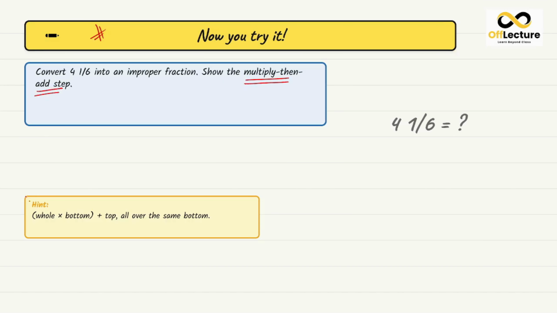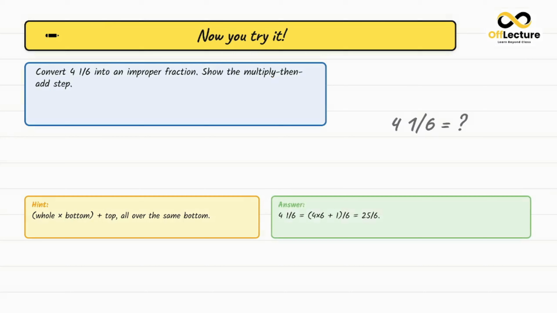What is the hint? The whole gets multiplied with the bottom, or denominator, plus the top, which is the numerator, is added, and everything comes over the numerator, and the denominator will remain the same. So let's try. Pause the video, try it yourself, and then we will see its solution.